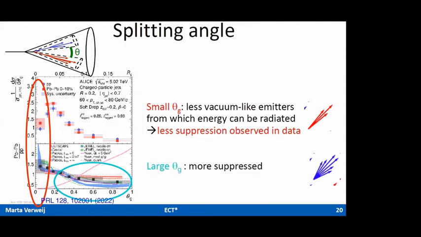At the same time, you observe a suppression here at large theta g. So maybe there we are dealing with very wide jets, which have many more partons inside the parton shower, meaning you have more partons that can interact with the medium. So a higher probability to lose more energy. So there you see a higher suppression.